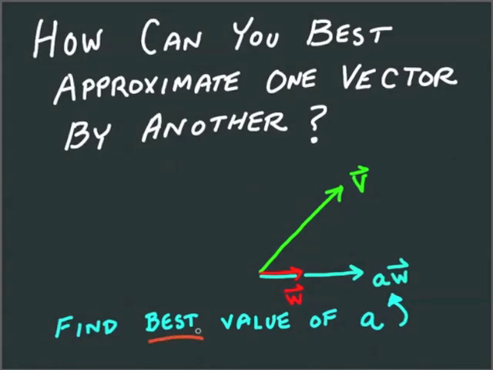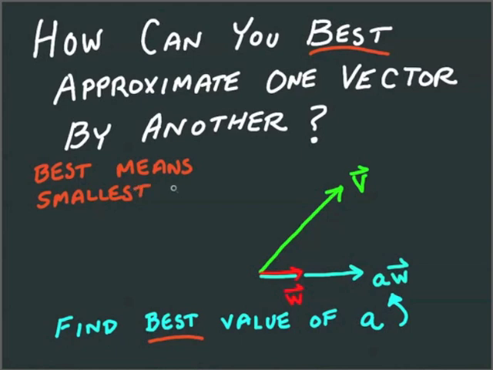Now, to answer this question, we first have to decide what best means. Otherwise, we can't possibly figure out how to have a times w be the best match for v. So what do we mean by best? Best in this case means that the error between v and a times w is as small as possible. So we want to make the smallest possible error between v and a times w.